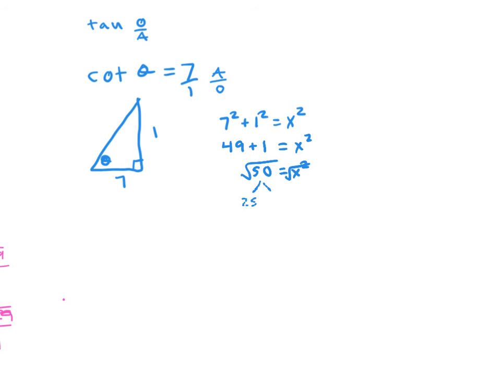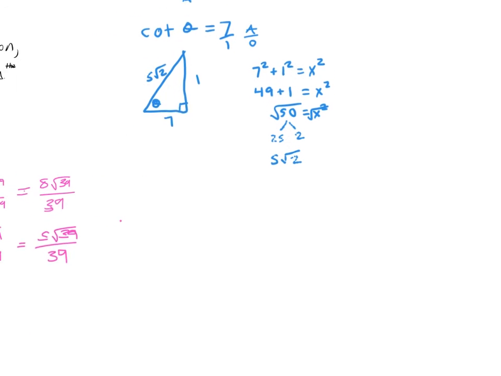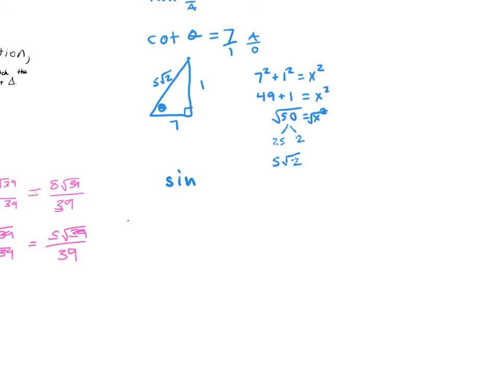So now we need to find sine of theta, cosine theta, tangent, cosecant of theta, secant of theta, and we already have cotangent. So what would our sine be? One over 5 times the square root of 2. So how would we rationalize this?